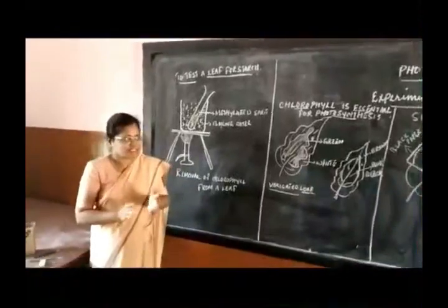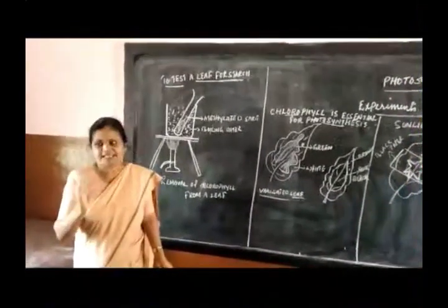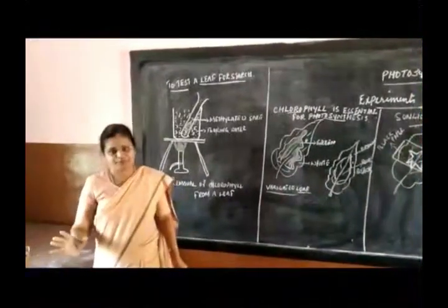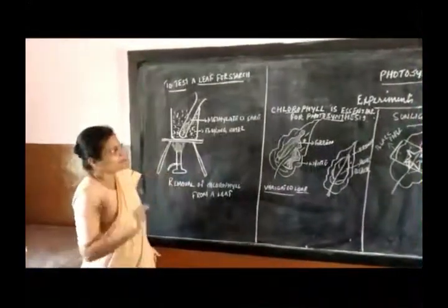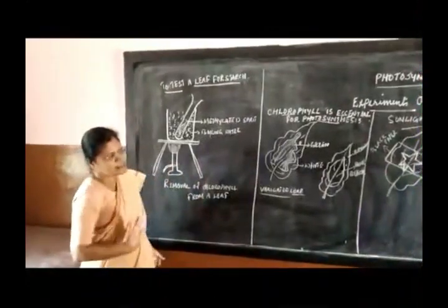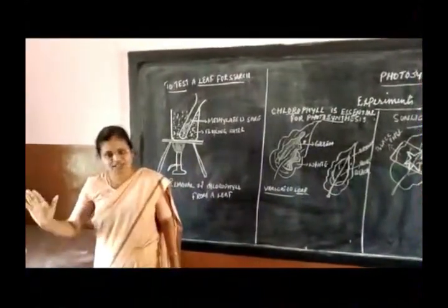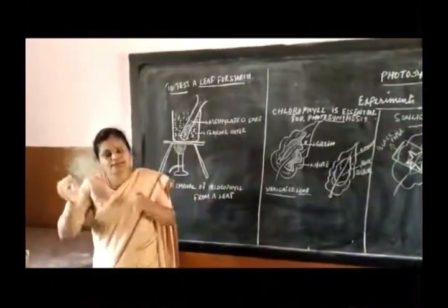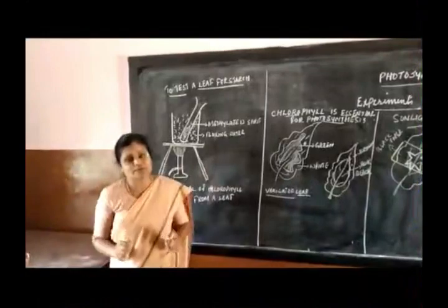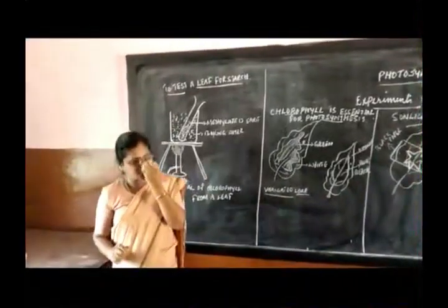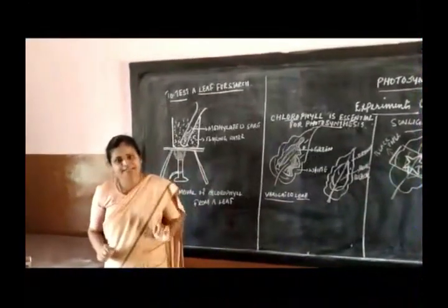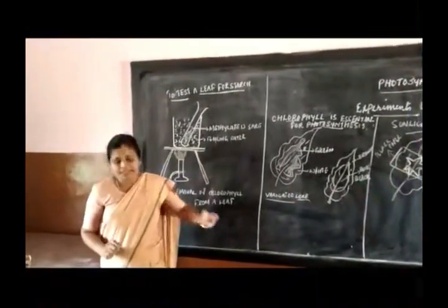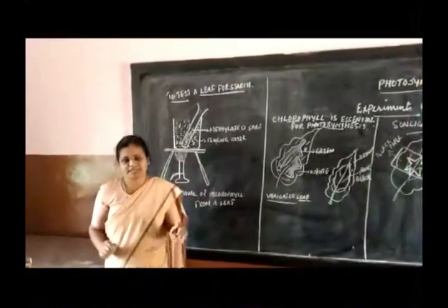Before performing any experiment on photosynthesis, you need to de-starch the leaf. I repeat, before performing any experiment on photosynthesis, you need to de-starch the leaf. De-starch means removal of the starch. Now how do you remove the starch? In the examination they will ask you what is de-starching. De-starching is nothing but keeping the plant in darkness for 24 to 48 hours.